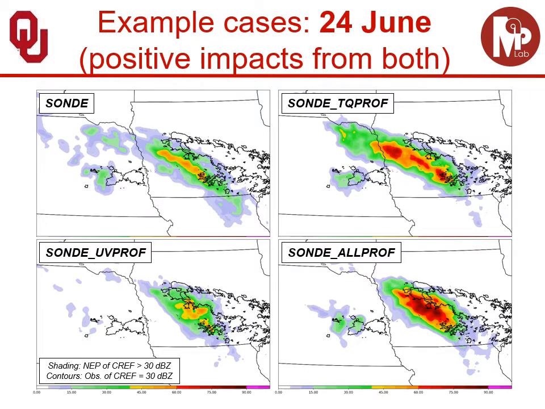These plots show neighborhood ensemble probabilities of reflectivity greater than 30 dBZ, with the observed reflectivity contoured in black. So we can see here that compared to the SOND experiment, adding in those thermodynamic profilers greatly enhances the probabilities for this new convection, while assimilating the kinematic profilers removes some of that spurious convection in northeastern Nebraska and better constrains the location of the event. So when we assimilate these data together, we get our overall best forecast with high probabilities and a pretty good location that matches the observed convection.